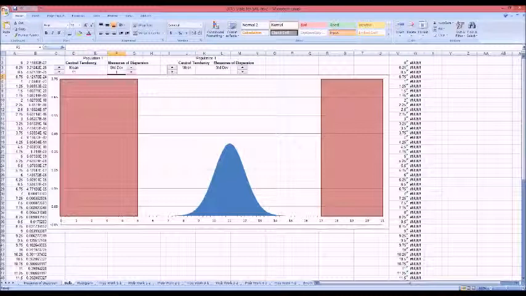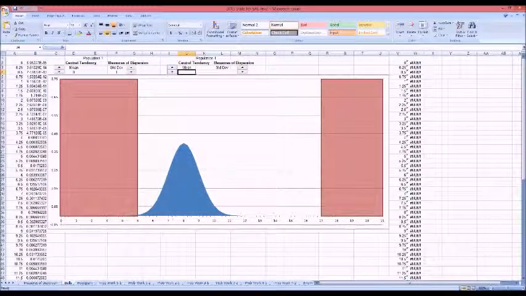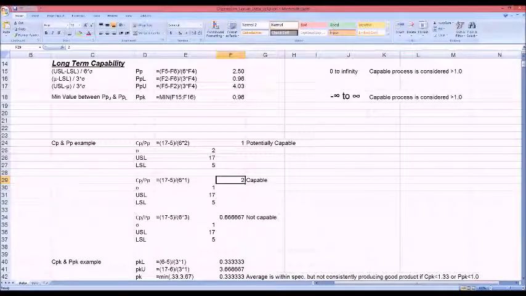But let me also show you, if I make this 8, what it really means is I could even fit up to 2 of those distributions within the spec limit. Does that make sense? So the same distribution can fit 2 times. That's why the value comes out to 2. Okay? And that's a very capable process. Whether it's centered or not, it's very capable.